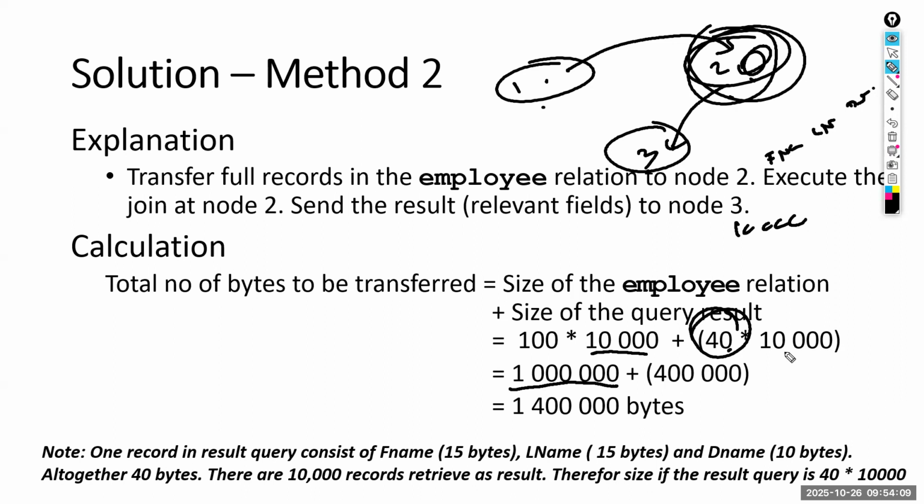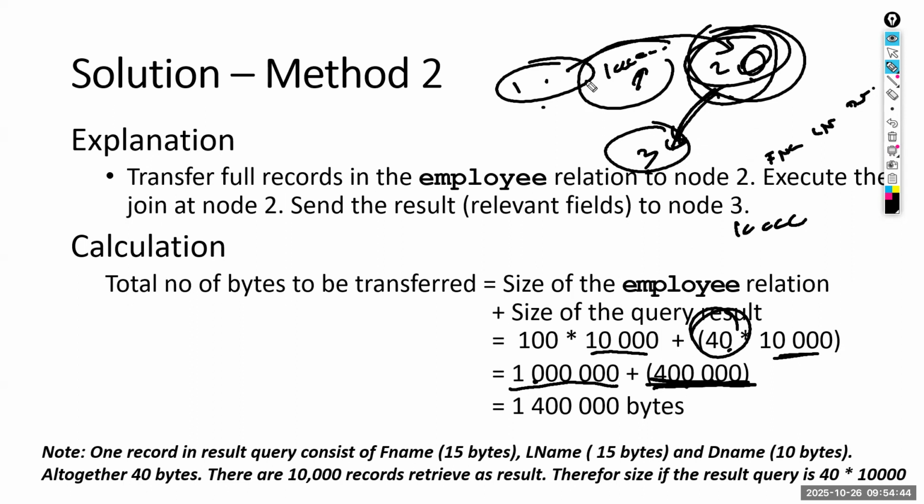And that 40,000, 40 into 10,000 is 400,000. From here to here, 1 million data is transferred because we do not do any optimization there. Optimization is after the query. And here now, after joining, we have 10,000 records, but only 40 bytes. So that is 400,000, and this transmission is only 400,000 bytes, coming from here to here.